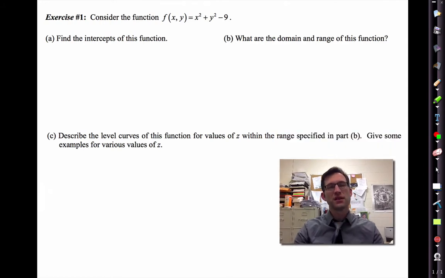Exercise 1 asks us to consider the function f of x, y equals x squared plus y squared minus 9. The first thing we're supposed to do is find the intercepts of this function. Why don't you pause the video now, use your algebra, find the intercepts, and then we'll move on to letter B.